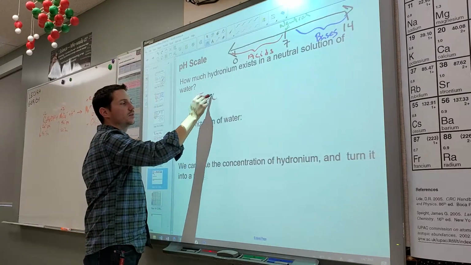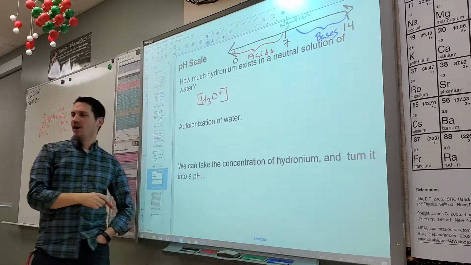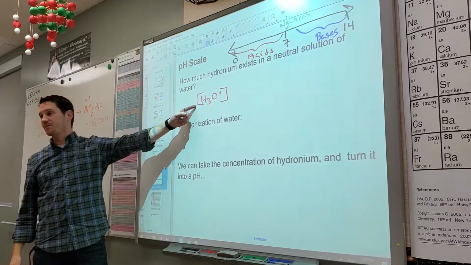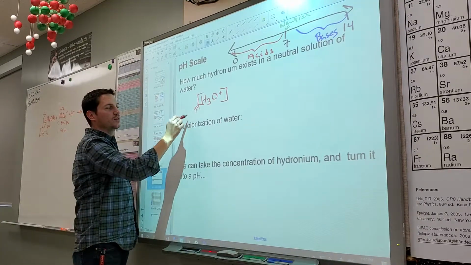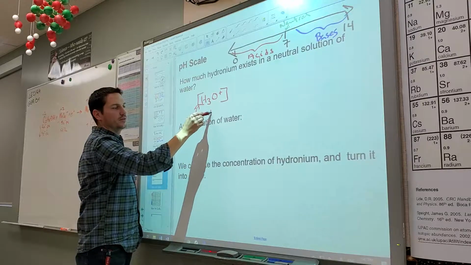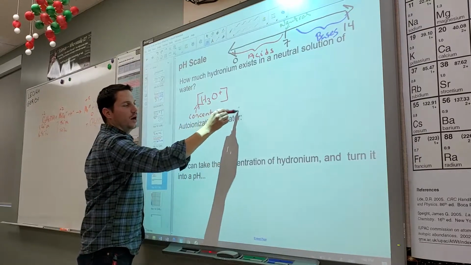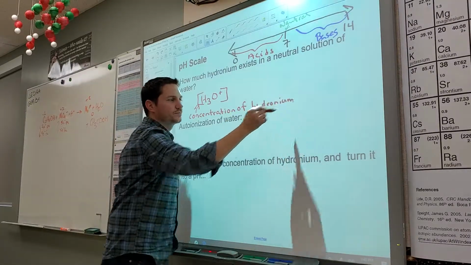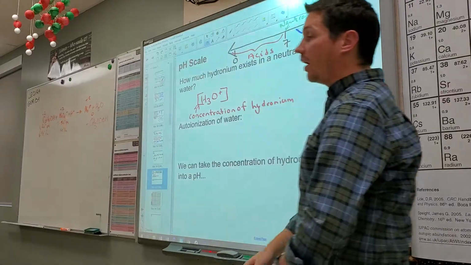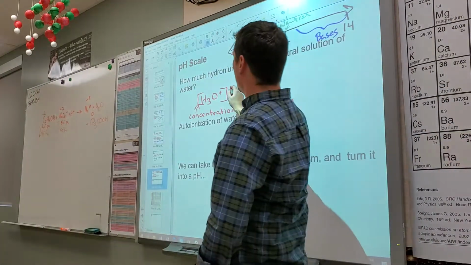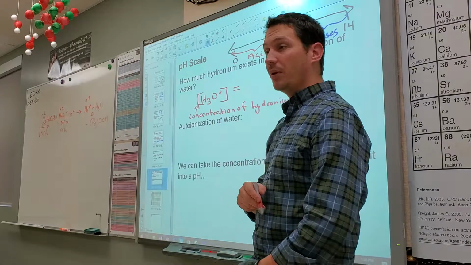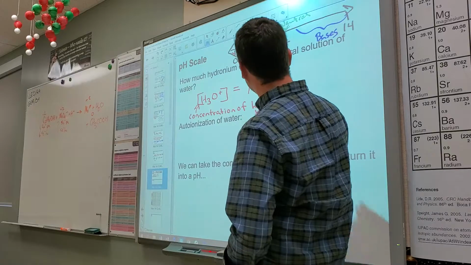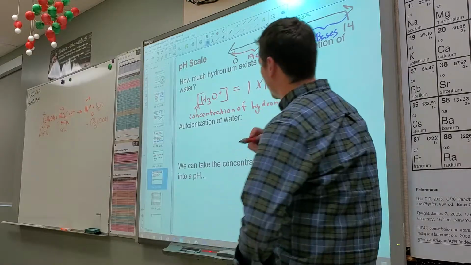Even for pure water, I'm going to use this a lot over the next few weeks. Have you ever seen me use square brackets for a substance before? Does anybody know what this means? This means concentration of hydronium. Even in pure water, the concentration of hydronium is small, but there's hydronium in there. It's 1 times 10 to the negative 7 moles per liter.